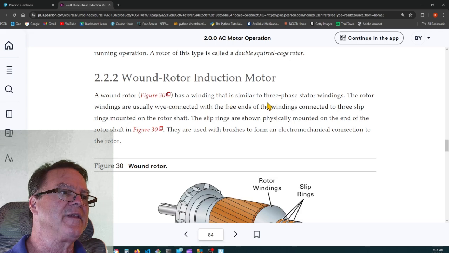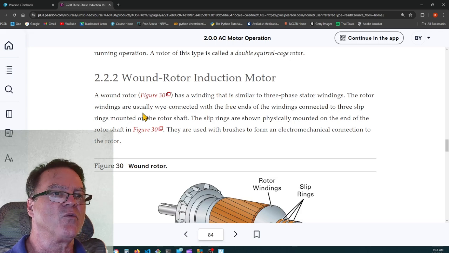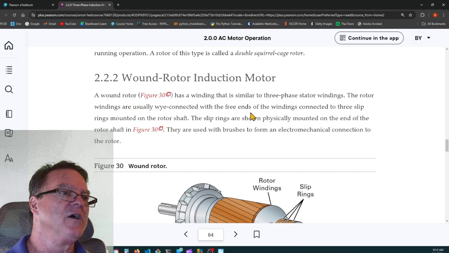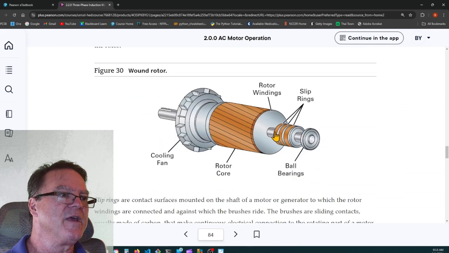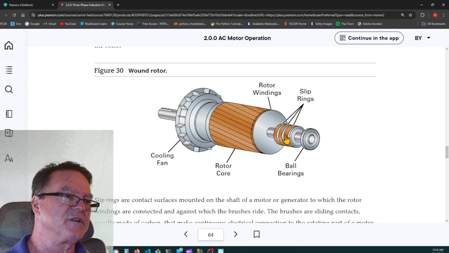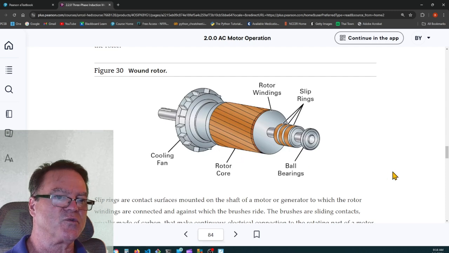Wound rotor induction motor. The wound rotor has a winding that's similar to the three-phase stator windings. The rotor windings are usually Y connected, with the three ends of the windings connected to three slip rings mounted on the rotor shaft. Slip rings are shown physically mounted on the end of the rotor shaft. They're used with brushes to form an electromechanical connection to the rotor. So here are your slip rings, and you can supply this with AC. Wound rotor. Sometimes you'll have a shorting ring that will just allow these to act like a squirrel cage motor.